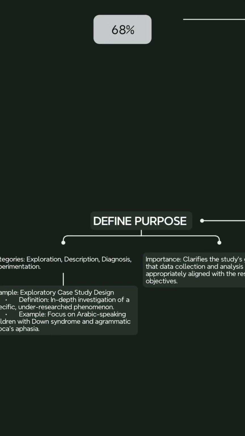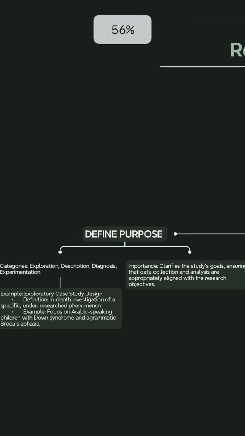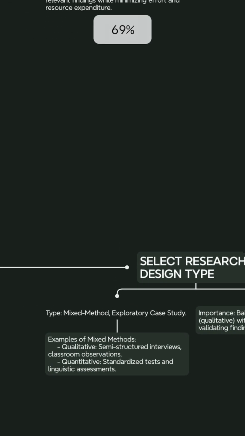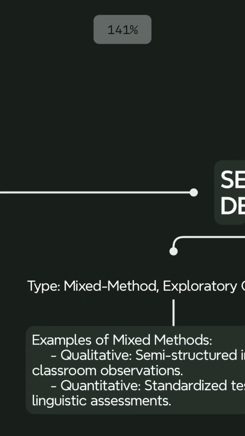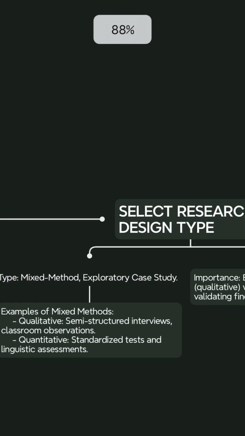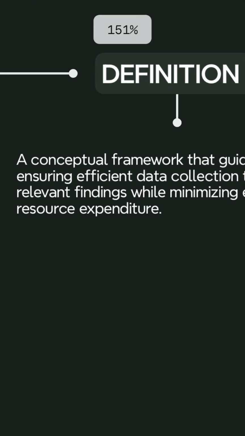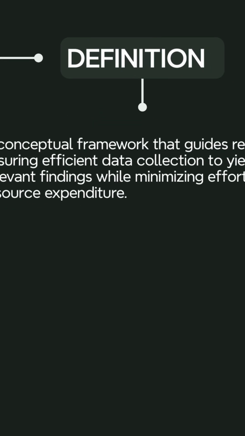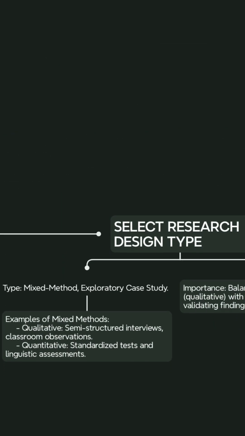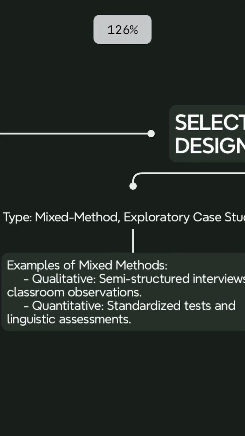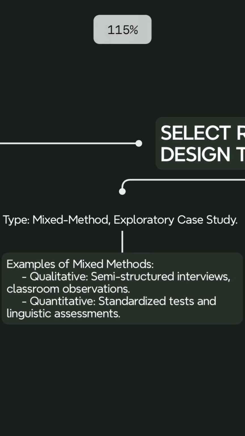To do this, I mean to explore, what we need now is the research design type. And when we say research design type, we're basically talking about the methods, the techniques. So the importance of this is ensuring efficient data collection to yield relevant findings while minimizing effort and resource expenditure. For us, again, going back to the example of our dissertation, we used a mixed method approach, and we talked about it before. We've talked already about mixed method approaches and everything.